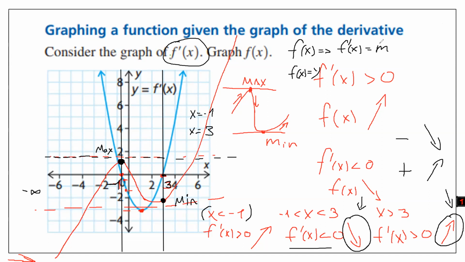And whenever m, remember slope, is negative, it means function is decreasing. Whenever m is positive, it means initial function is increasing. So whenever derivative is negative, initial function goes down. Whenever derivative is positive, initial function goes up. And we know at this line where we flip our direction, that's the local minimum and local maximum, depending on the interval. This is just a sketch, though.